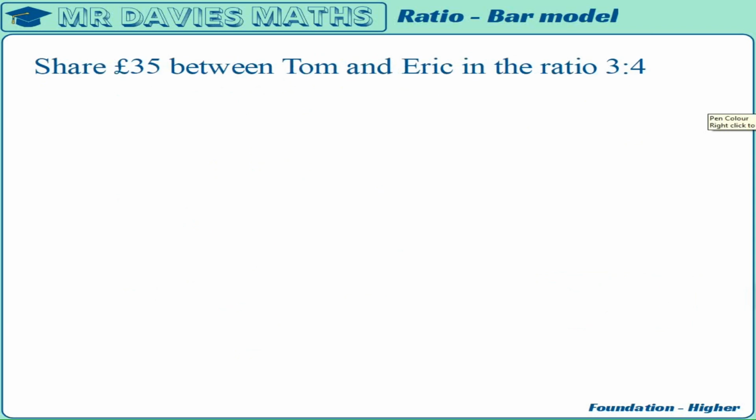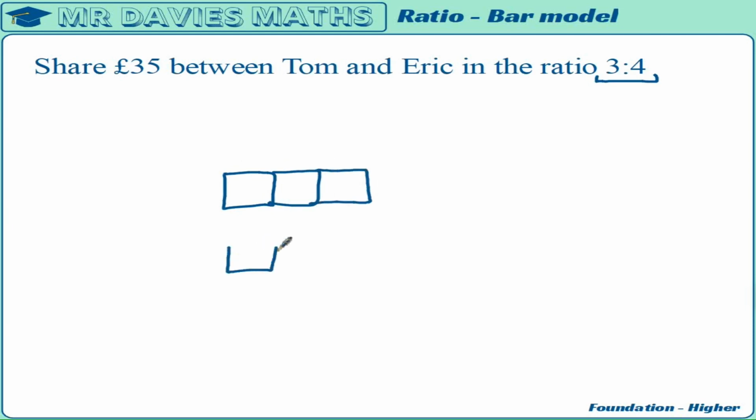Okay, so share £35 between Tom and Eric in the ratio of 3:4. So again, it's a share question, and I'm going to draw out my ratio with my boxes. So 3 boxes, and underneath, this time I've got 4 boxes. Trying to make it as neat as possible. I can clearly see this one's bigger than this. So Tom was the first name, so there he goes, and Eric is the second name, there he goes.